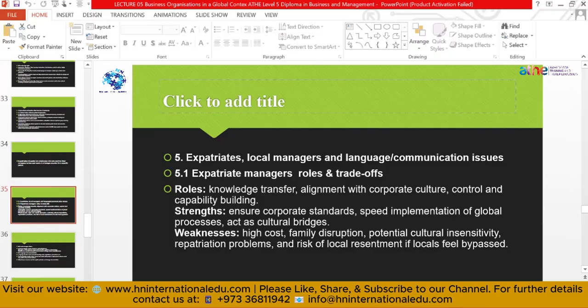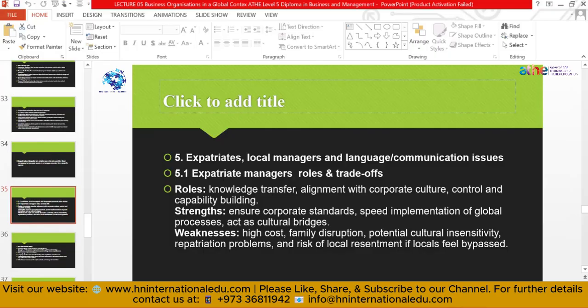Like the way we use scholarship methods to go from our home country to the host country. The Commonwealth, the British one, or the Bright Scholarship, UK, they're all amazing. And if you're qualified for it, then you're able to literally see the tendencies of other countries. Strengths: ensures corporate standards, speed of implementation of the global processes, acts as a cultural bridge. Speed of implementation, that is the way things go on quickly.